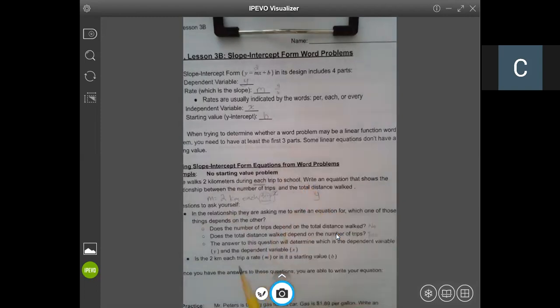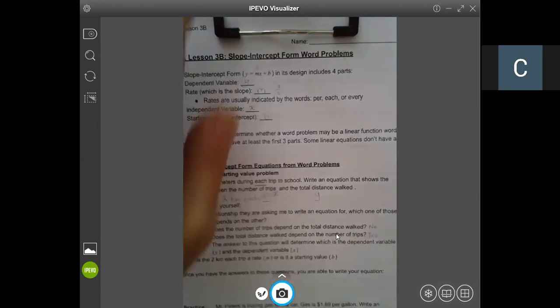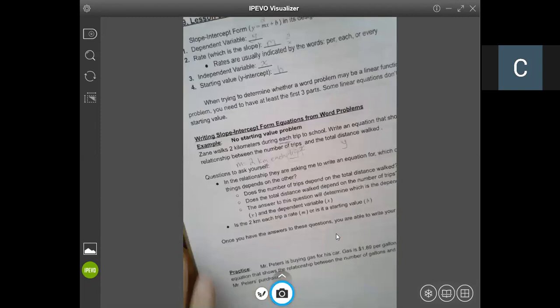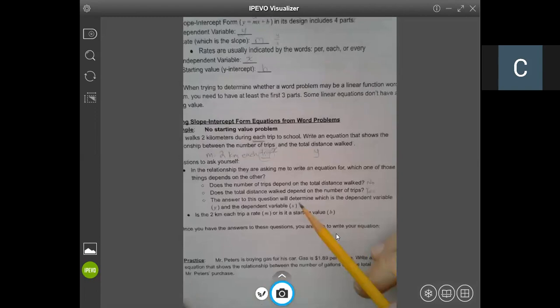So I'm going to come down here to the actual place where it says once I have an answer to both of these questions. All right, so let's finish going over these questions first. Sorry, this is a little crooked now. All right, so the answer to this question will determine which is the dependent and independent, as we said. And is the 2 a trip rate or a starting value? We already said that early up here because we recognized that each indicated a rate for us. So the 2 was a rate.